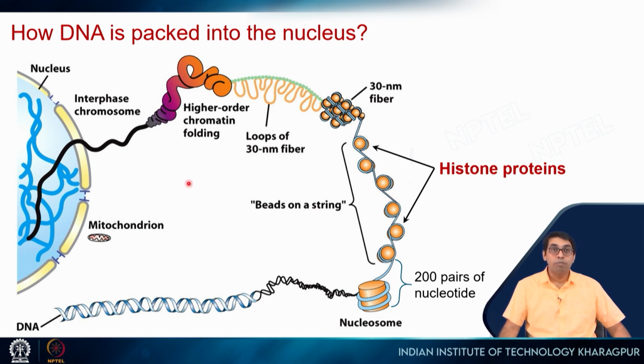In case of mitosis, higher order compaction occurs and the DNA becomes really compact. So, this way cells can pack this highly negatively charged molecule into a very small volume of the nucleus.